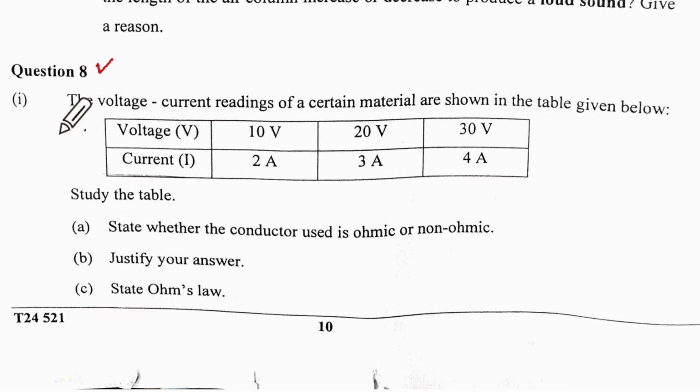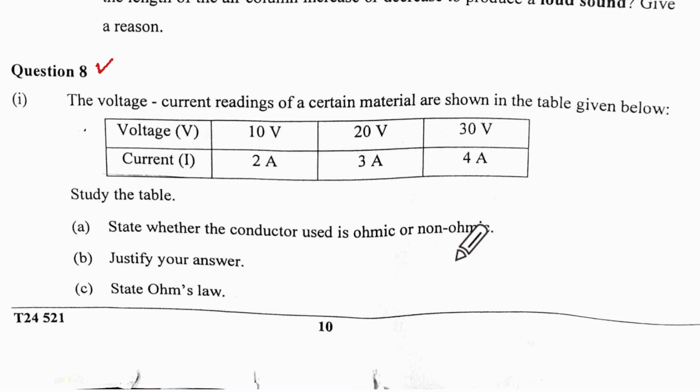Question number 8, first part. The voltage current readings of a certain material are shown in the table given below. The voltage is given as 10, 20, 30 volt and the current is 2, 3 and 4 ampere. State whether the conductor is ohmic or non-ohmic.